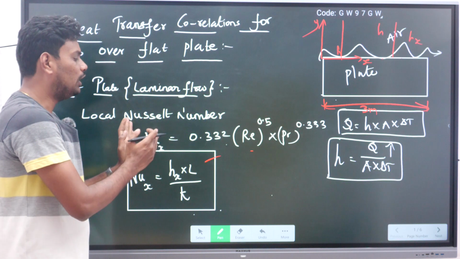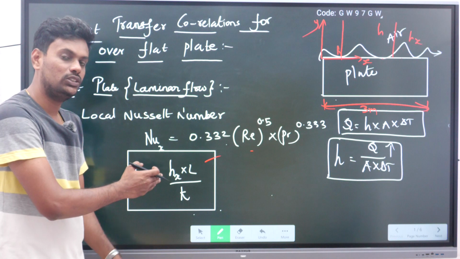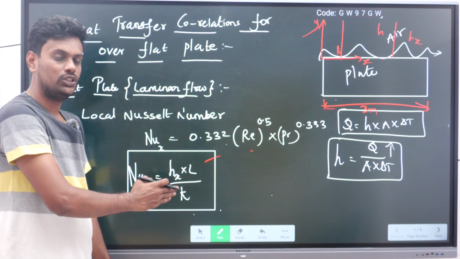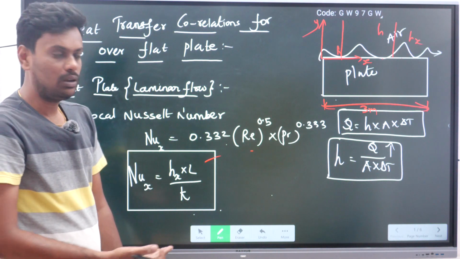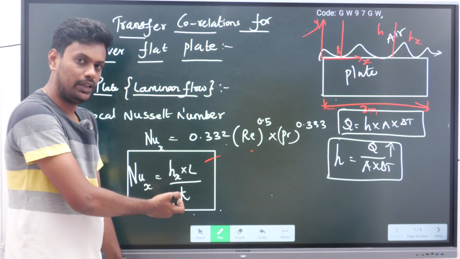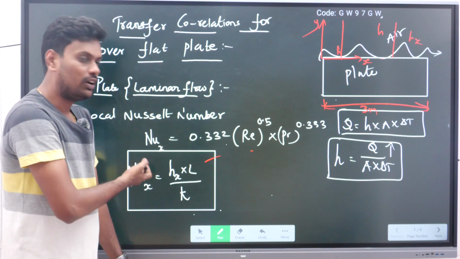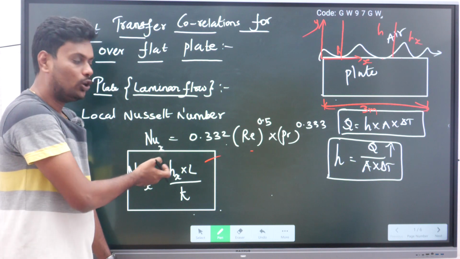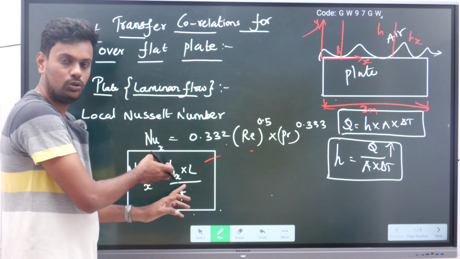So to find out the local Nusselt number, first to find out the heat transfer coefficient, these formulas you all please remember while solving some numericals in your examination. Sometimes they will ask directly to find out the Nusselt number. The Nusselt number formula is this one only, hx into L by k, or simply you can say h into L by k. If the flow is taking place over the plate, then this formula you have to consider, hx into L by k. Now to find out the hx, we need the Nusselt number. So without knowing this, you cannot find out the h value.